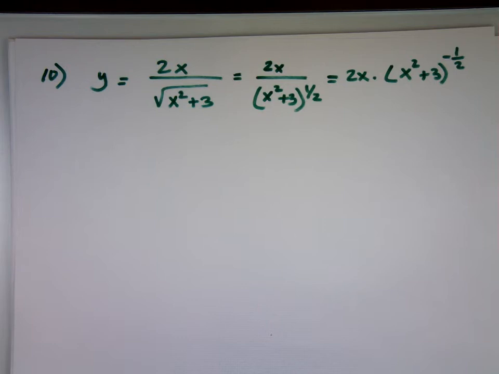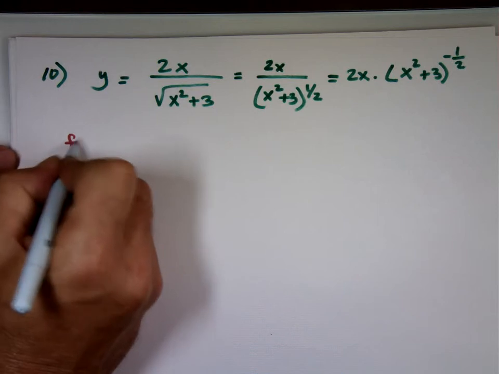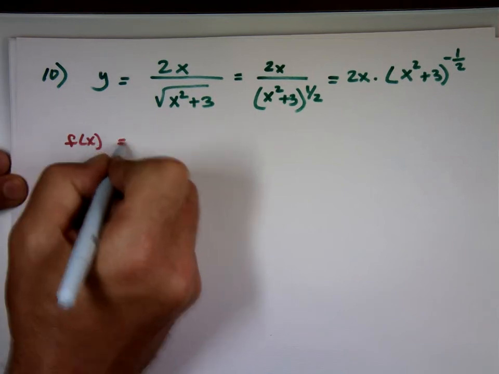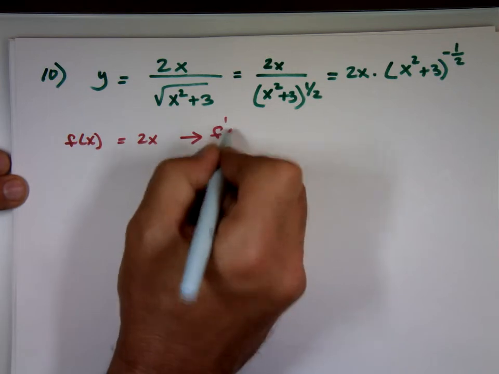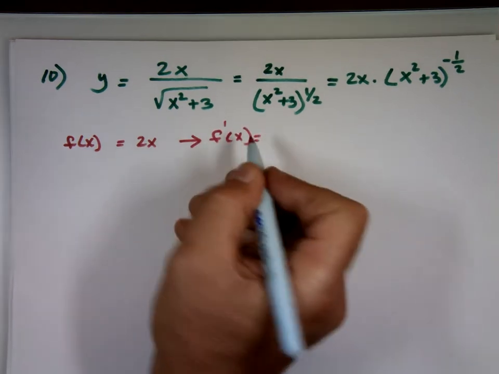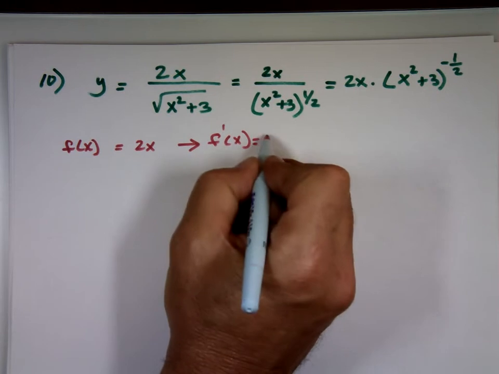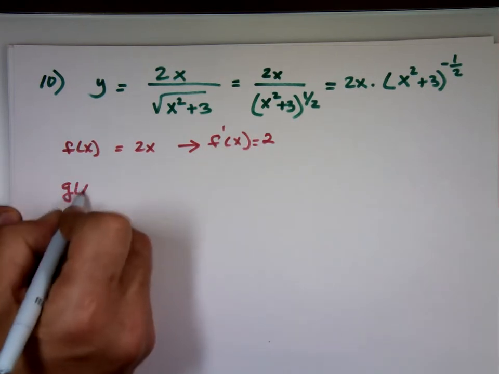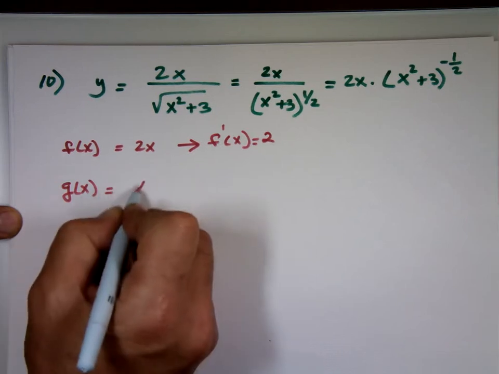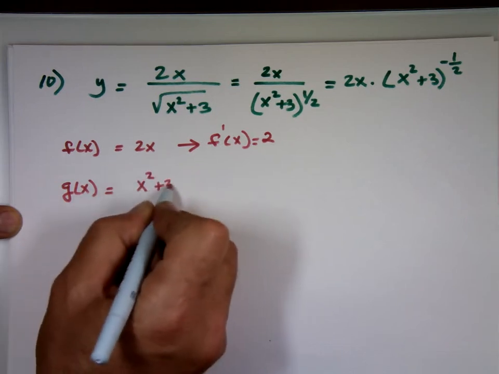So now, since I changed it to multiplication, what are we going to use? Product rule, yep. So let's let f of x equals 2x. And while we're at it, let's take the derivative of that. What's the derivative here? 2. And let's let g of x equals (x squared plus 3) to the power of negative 1 half.